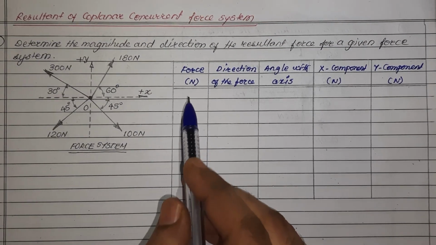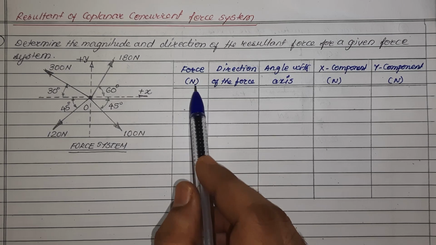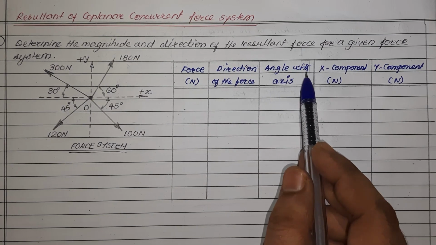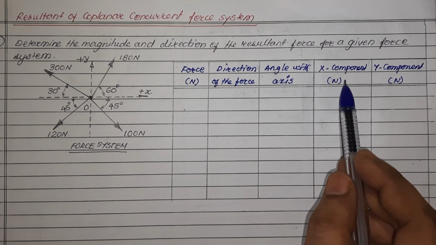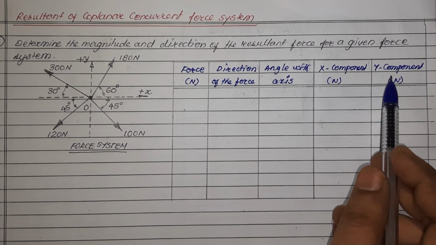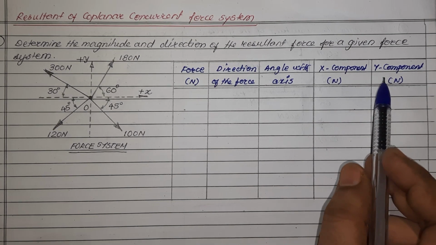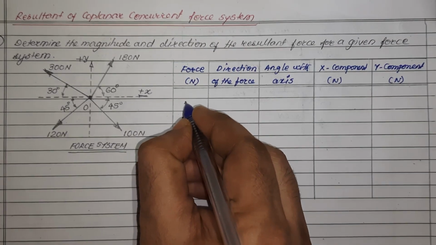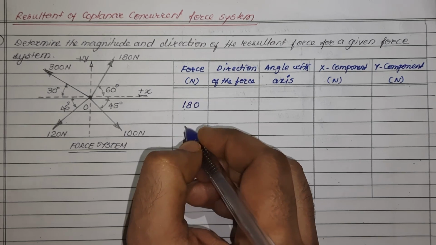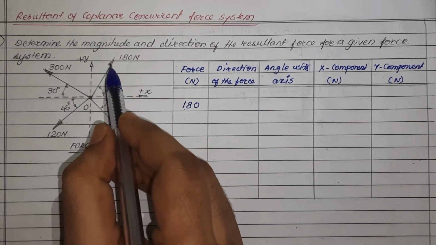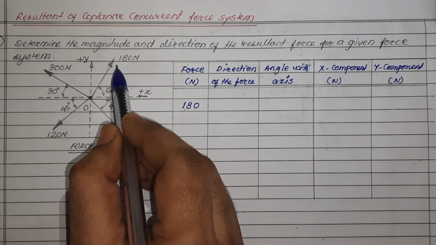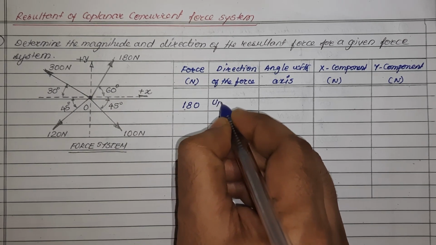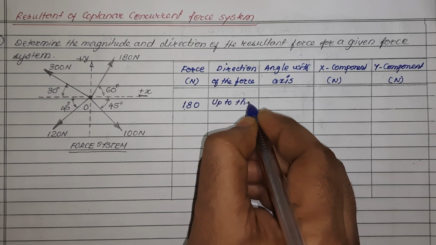This is a table which consists of the force in Newton, the direction of the force, the angle with the axis, the value of its x component and the value of its y component. Let us begin with 180 Newton. So 180 Newton is the force. The direction of the force is up to the right. Hence we will write up to the right.